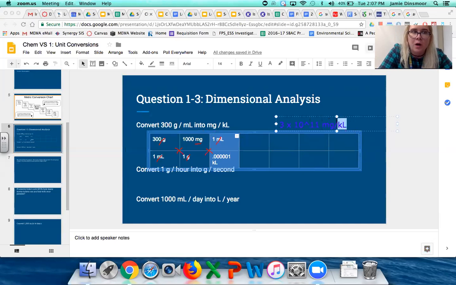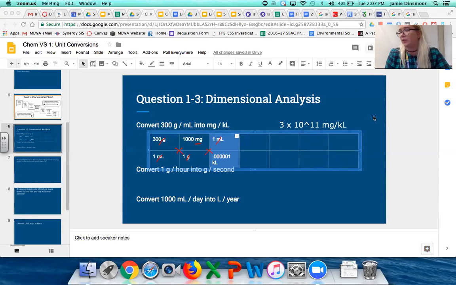Okay, so what I got is 3 times 10 to the 11th milligrams per kiloliter, right? So what that means is I have 11 zeros after my 3. Now, would you be wrong if you wrote out all the zeros? No, you could totally do that, right? You could also write it like this.